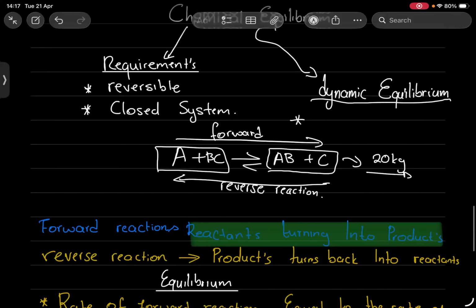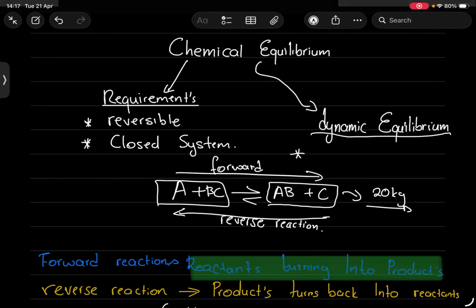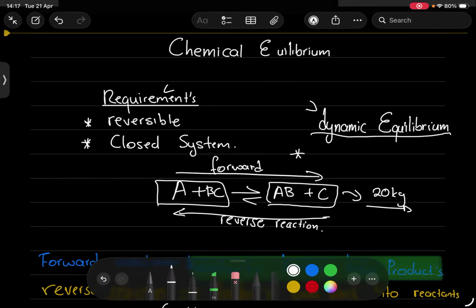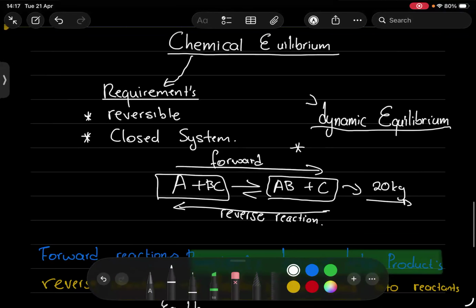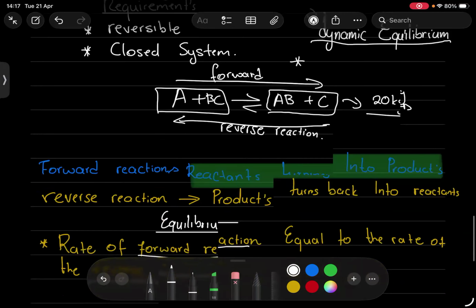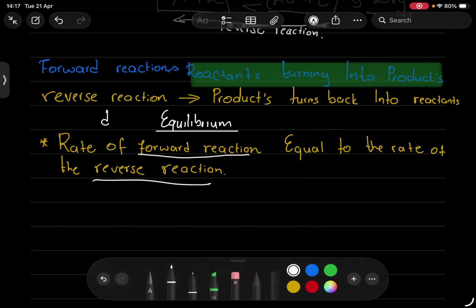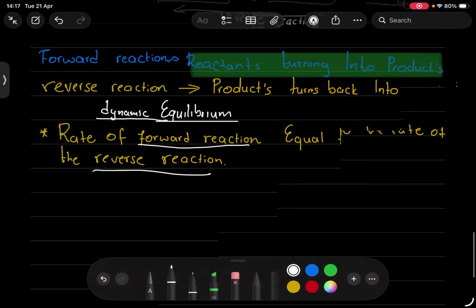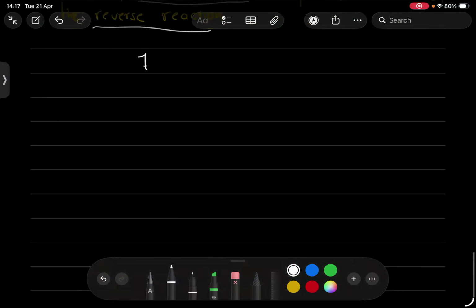So here, remember, chemical equilibrium has requirements, guys. The requirements are that the reaction has to be reversible in a closed system. And what is dynamic equilibrium? Basically, I should add and say dynamic. This is dynamic equilibrium: the rate of the forward reaction has to be equal to the rate of the reverse reaction.